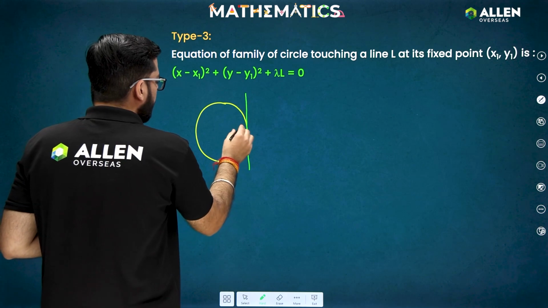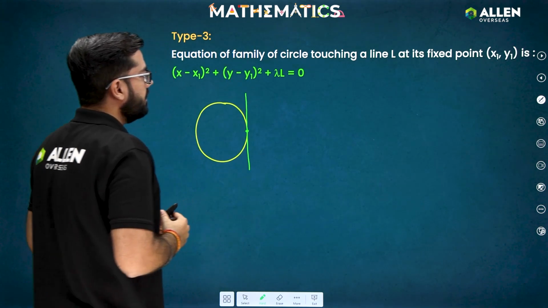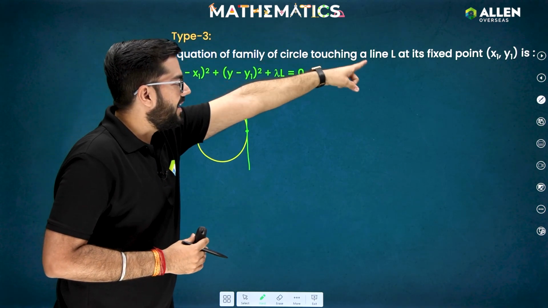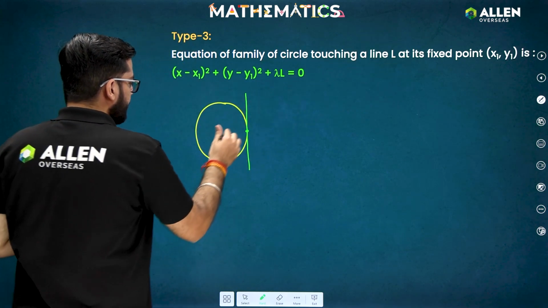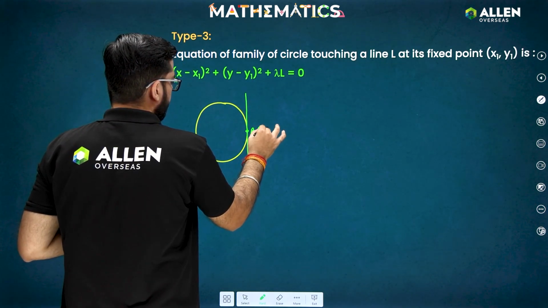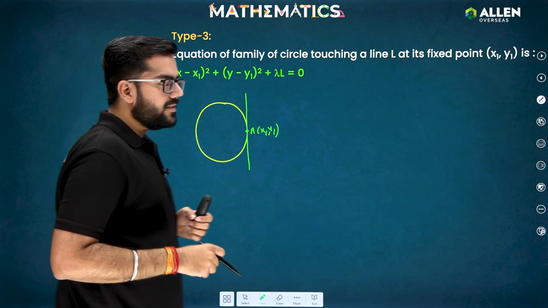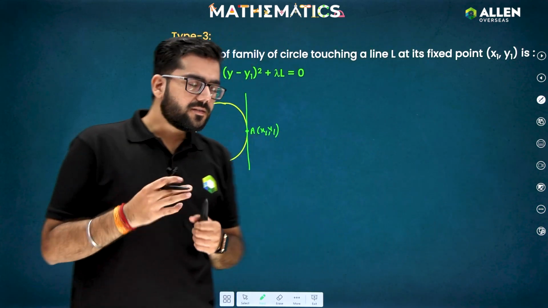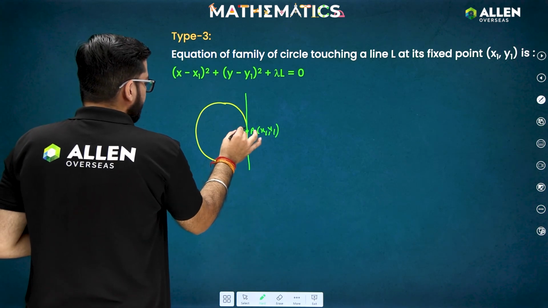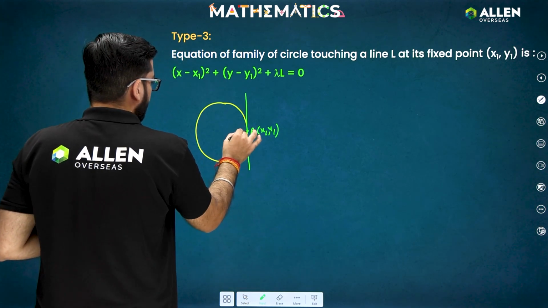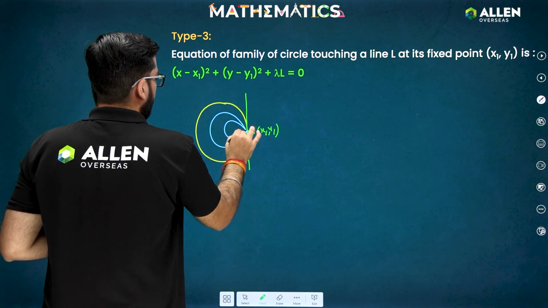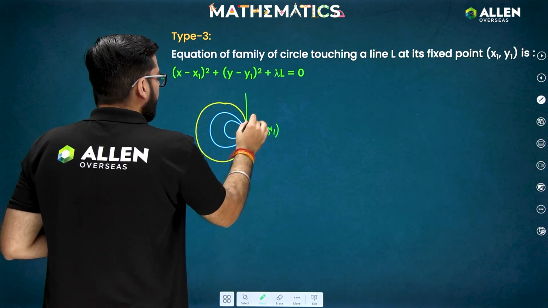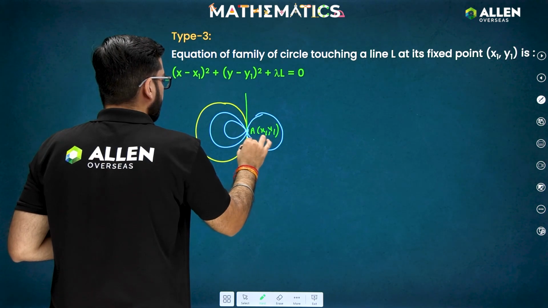Now they are touching each other here, right? So we have to generate the equation of a family of circles touching a line at its fixed point x1, y1. Let's say this is the fixed point, x1, y1. Now the question is, how many circles can you make here which satisfy this condition? Still you can make many circles, like this, like this, like this, those which are touching at this point, right? You can also make them like this, like this.